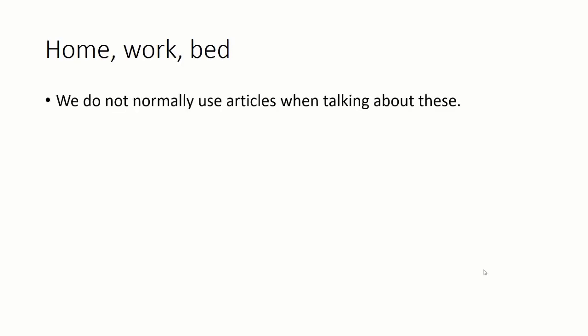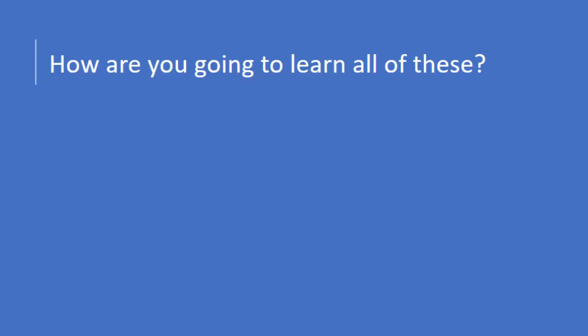We do not normally use articles when talking about these. I went home after work and went to bed. All right, so if you just remember that sentence, I went home after work and went to bed, that should help you remember that home, work, bed, zero articles. So a lot of you say the home and the work, and especially work. Work is work. We do not use any articles there.